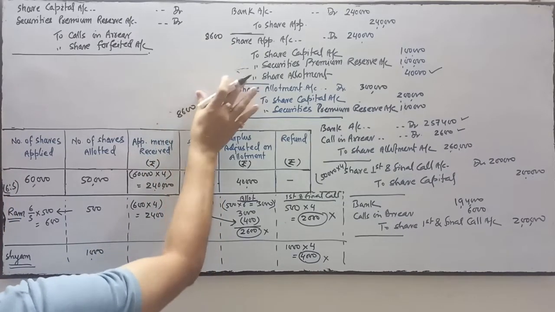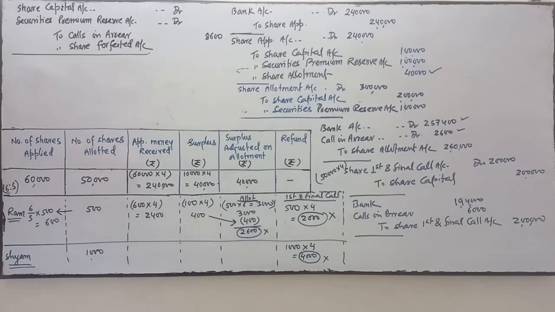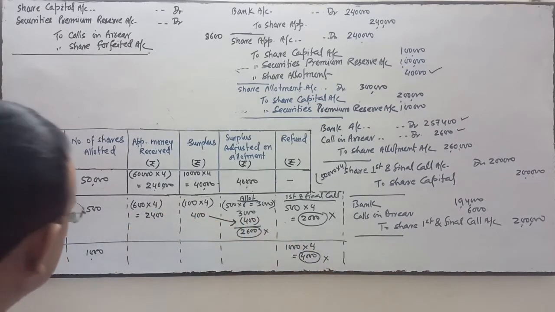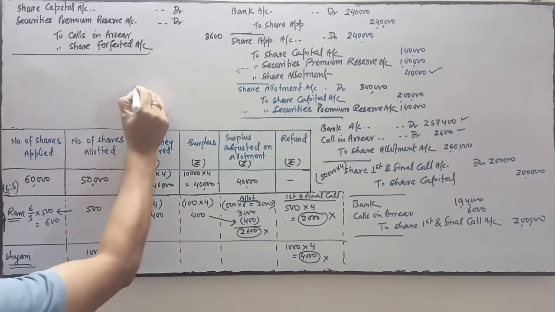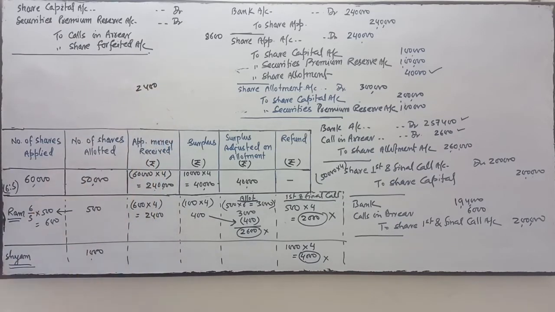Okay, now share forfeited: how much amount has the company forfeited? Here come to Ram. In the case of Ram, he has given application, thereafter he has not given allotment and first call amount. So Ram has given 2400. 2400 is given by Ram. To Ram we have allotted 500 shares. He has applied for 600, but we have allotted 500 shares.